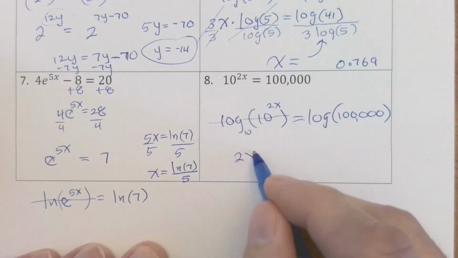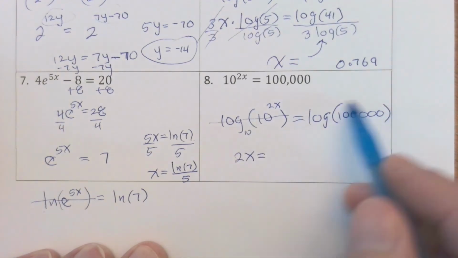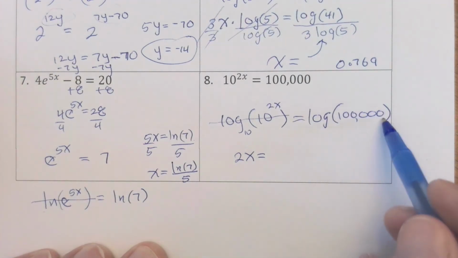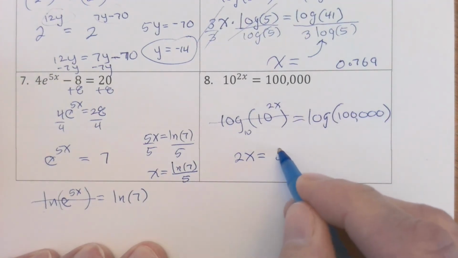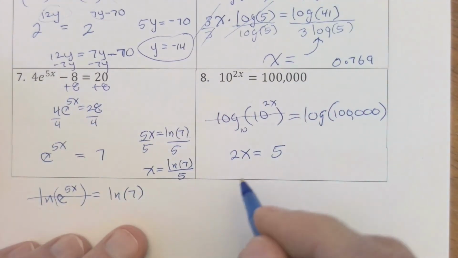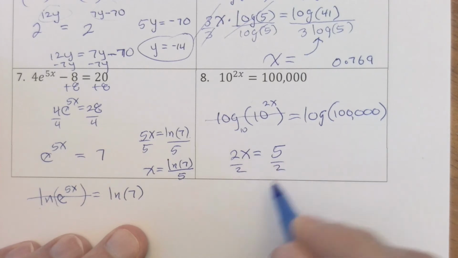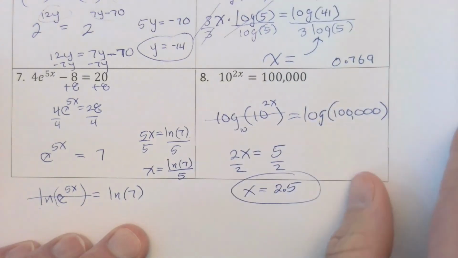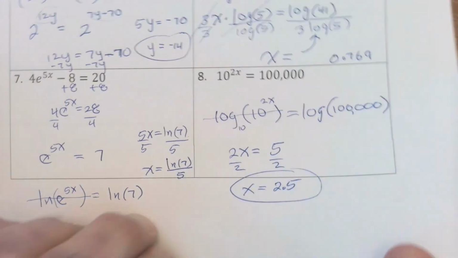On the left, I get 2x. On the right, I get something I can do on my calculator. However, this is just a power of 10. This is 10 to the 5th power, so the common log of 100,000 is 5. Now divide by 2, and you get x equals 5/2, or 2.5. We have a few more problems, so stick around.